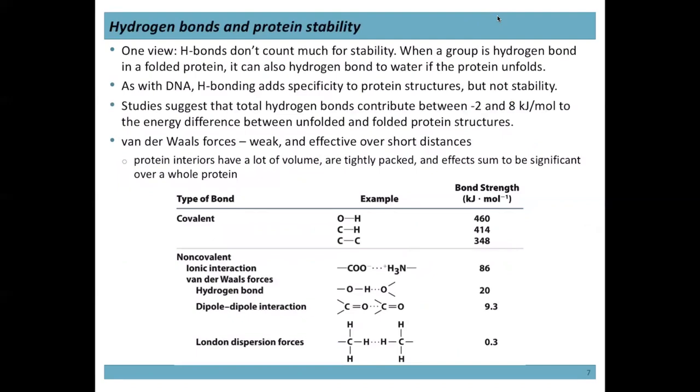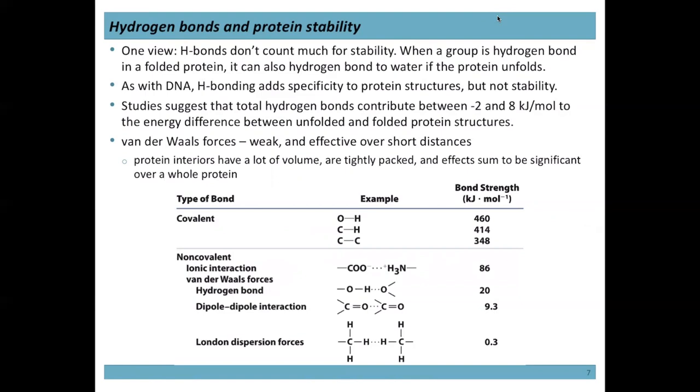Okay, so hydrogen bonds and protein stability. One view is that H bonds don't count much for stability, and we've said this before, because those hydrogen bonds could also form with water. So really, exchanging the hydrogen bond with water for a hydrogen bond within the protein, you're not going to gain much in additional energy there. Just like in DNA, the H bonding adds specificity to the protein structure, but not necessarily stability.